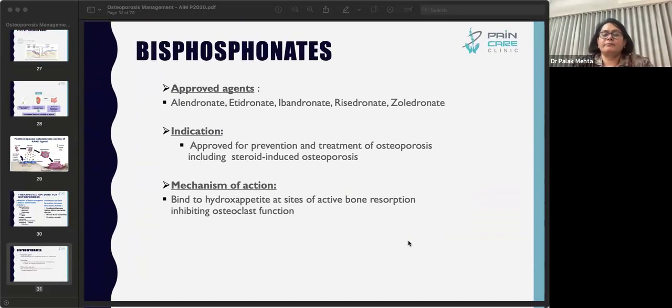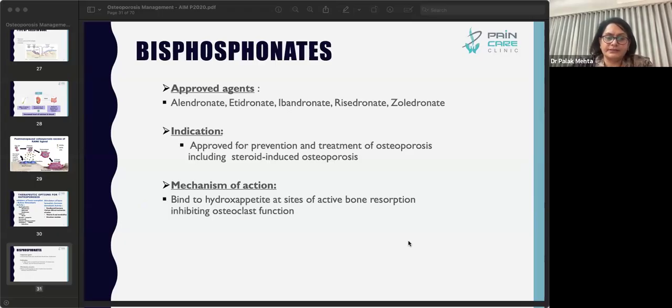So bisphosphonates have been used in practice for many years, I think more than 15-20 years. The common drugs which I have used in my practice are ibandronate, risedronate, and zoledronic acid. They are approved for prevention and treatment of osteoporosis, including steroid-induced osteoporosis.